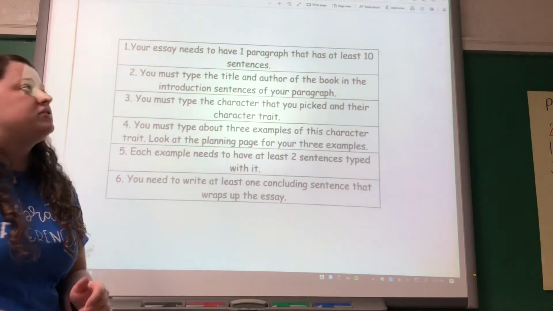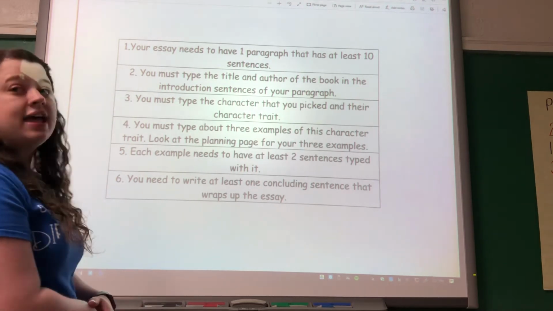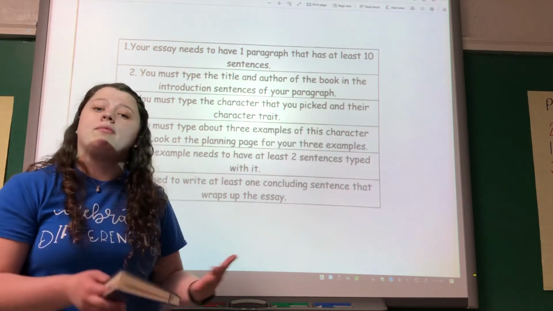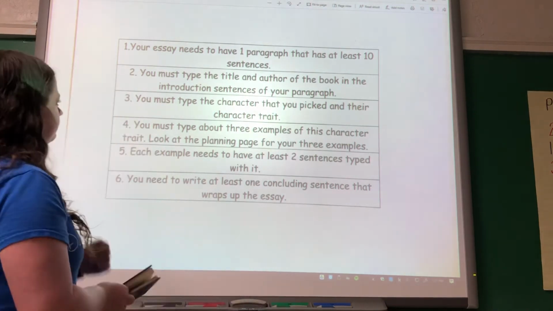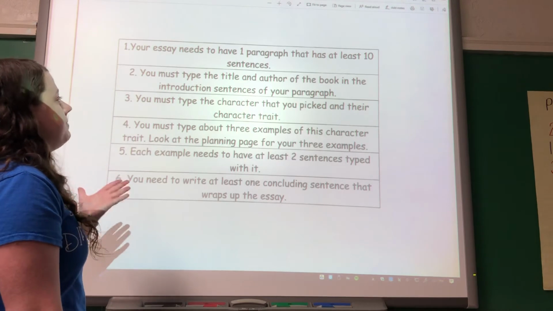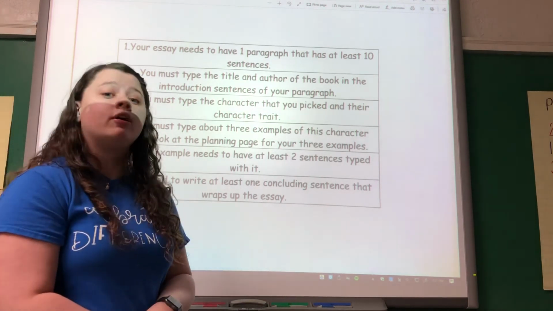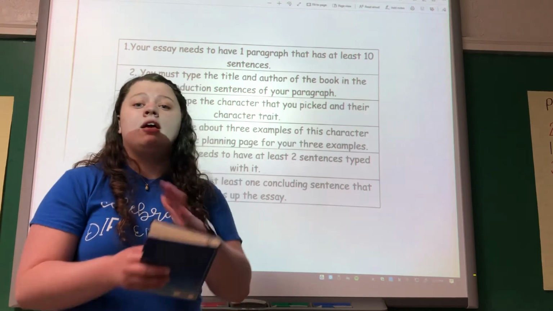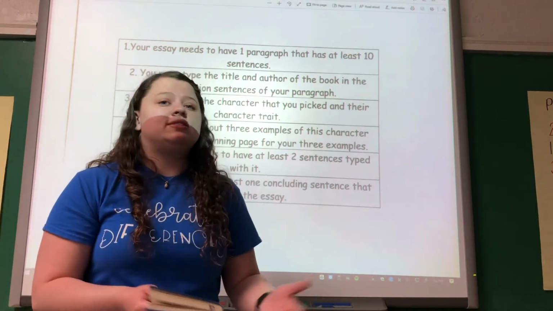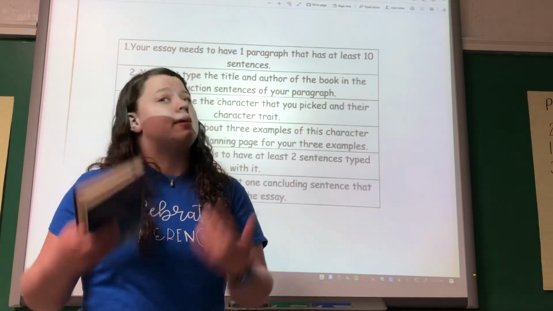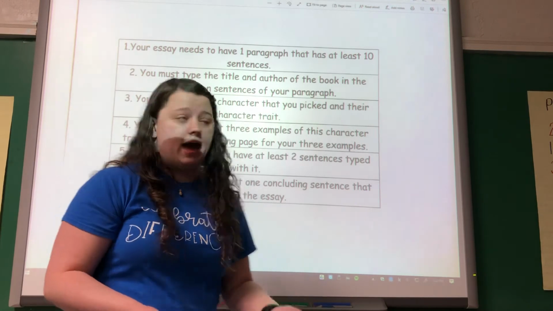Okay, so the first thing it says is your essay needs to have 1 paragraph that has at least 10 sentences. So once you're done writing your paragraph, you want to go back through and count that you have 10 sentences. Next, you must type the title and the author of the book in the introduction sentences of your paragraph. So one sentence needs to be the title of the book is, and then put the title. Another sentence needs to be the author of this book is, and then put the author's name. So those are 2 easy sentences right off the bat that you have.